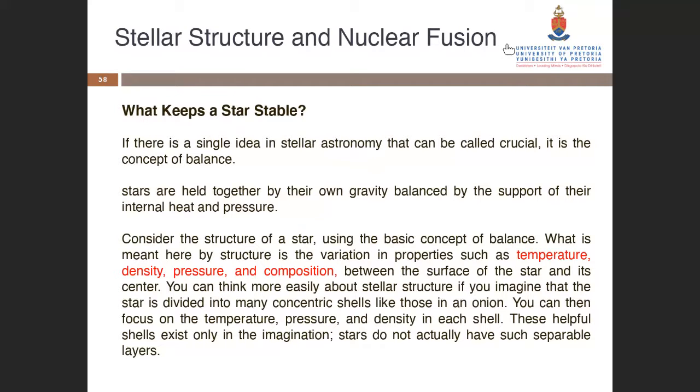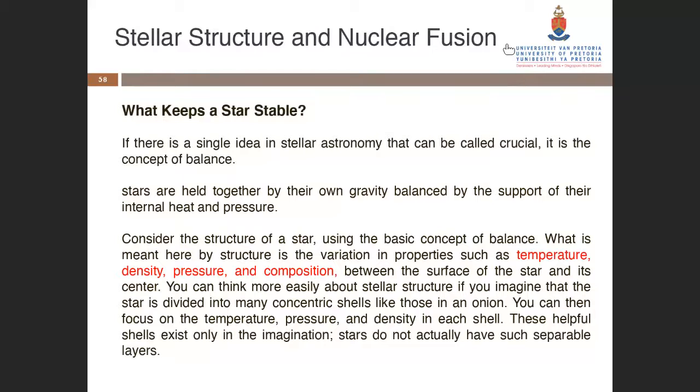If there is a single idea in stellar astronomy that can be called crucial, it is the concept of balance. Stars are held together by their own gravity, balanced by the support of the internal heat and pressure. Consider the structure of a star using the basic concepts of balance. What is meant here by structure is the variation of properties such as temperature, density, pressure and composition between the surface of the star and its center.